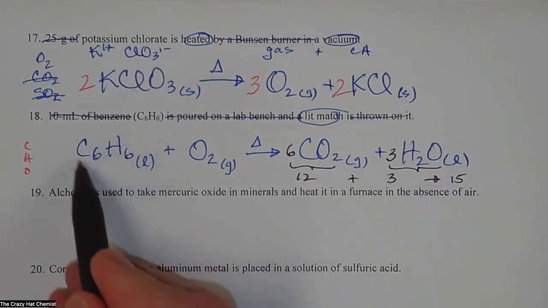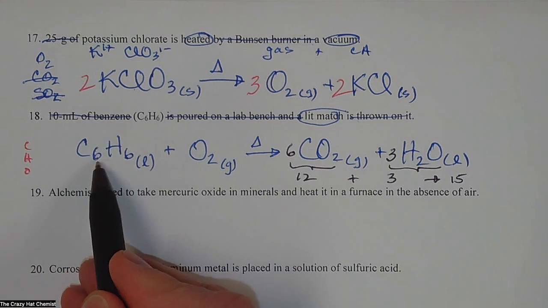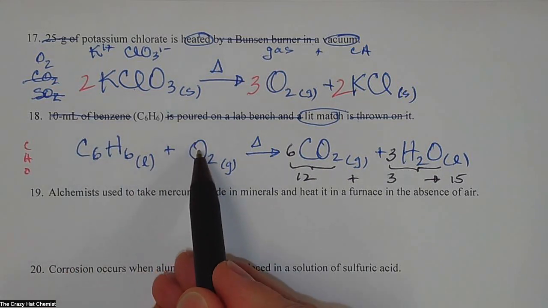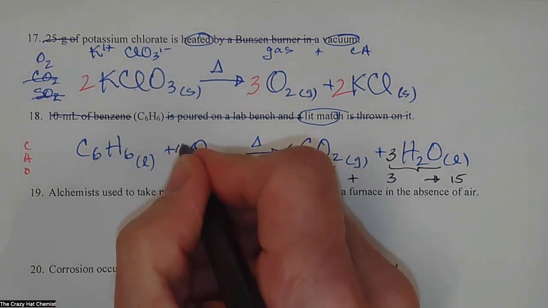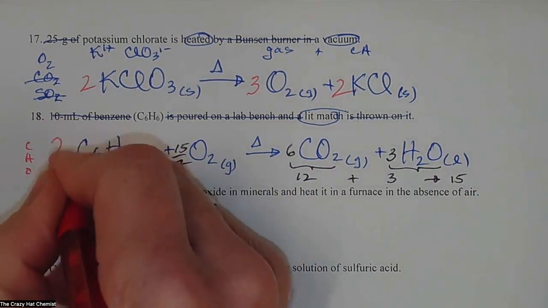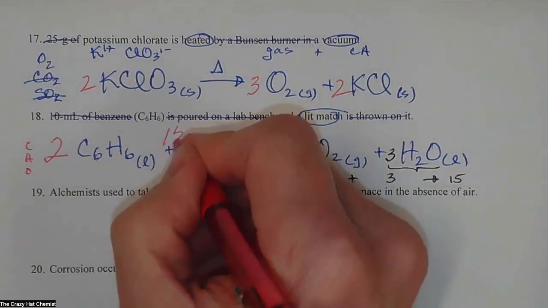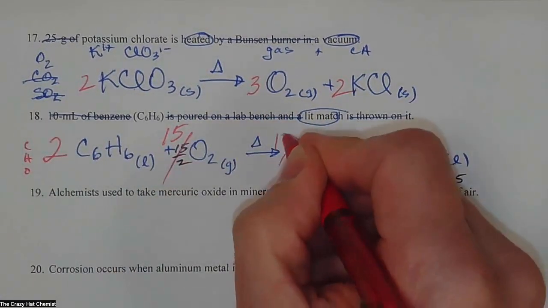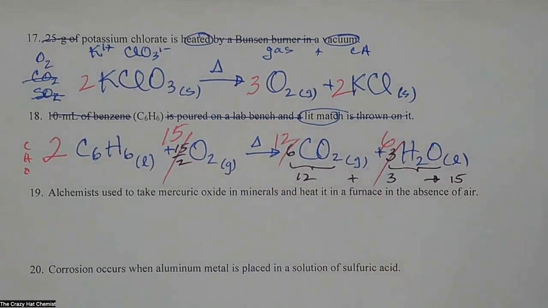Do I have any oxygens here in this formula where the benzene is? No. So all the oxygens are right here. 15 is an odd number, so I'm going to use 15 over 2. I'm going to multiply everything by 2. So my ending coefficients are a 2, a 15, a 12, and a 6.